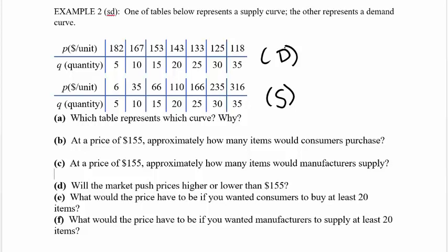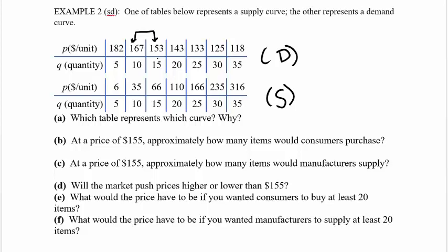Part B. At a price of $155, approximately how many items would consumers purchase? Since we're talking about consumers, we're looking at our demand table, and we're thinking about where 155 would be. So we know that our answer should be somewhere between 10 and 15 because 155 falls between 167 and 153.